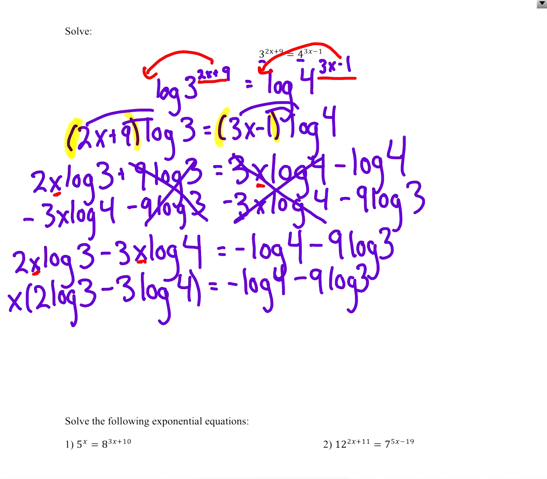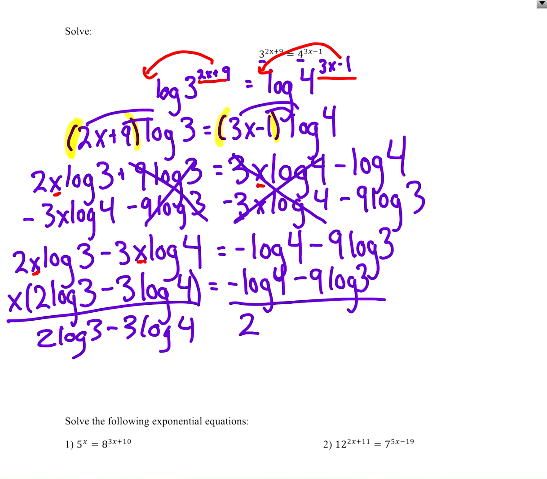And once we do that, we can now divide by 2 log 3 minus 3 log 4 on the left. And what you do on the left, you also need to do on the right.